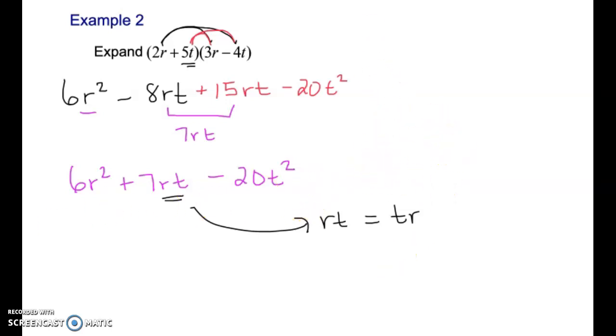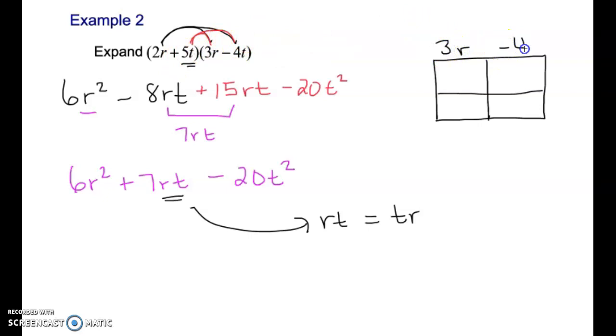If you wanted to look at the area model for this question, you could do so. You would just draw your little chart on the side. Okay, and again, you would just write out your two terms. So length times width, you would write 3r minus 4t, 2r, and 5t. And just multiply them together, so you would get the same result.